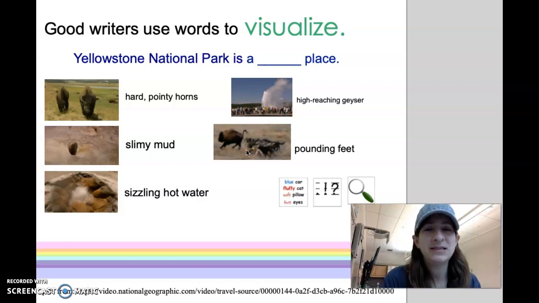And what about these buffalo over here? I can hear those feet pounding as they're moving. So again, that focuses on sound. Each time I use those adjectives or describing words, they help me to visualize or to get that movie in my mind of what's happening.